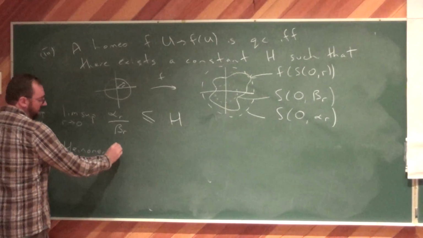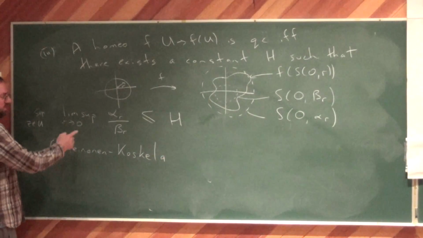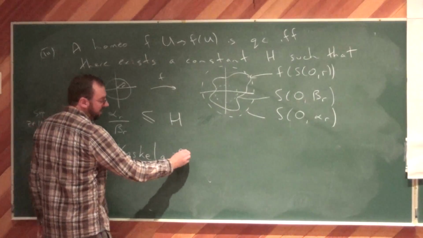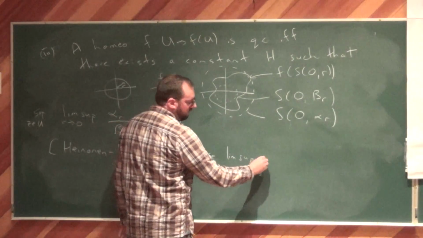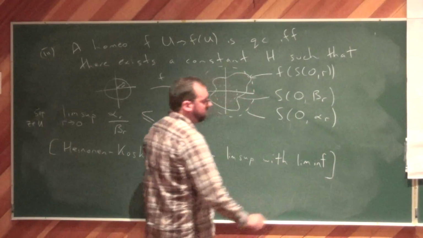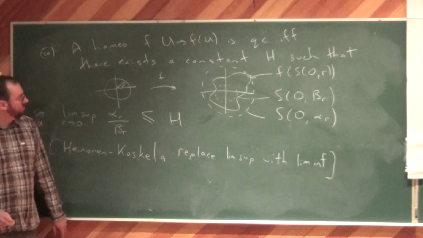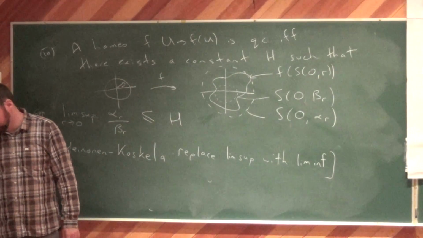Let's just say that it's kind of a remarkable result of Heinonen and Koskela that you can replace the lim sup here with a limit. So you just need a sequence of r's so that this holds to get quasi-conformality.